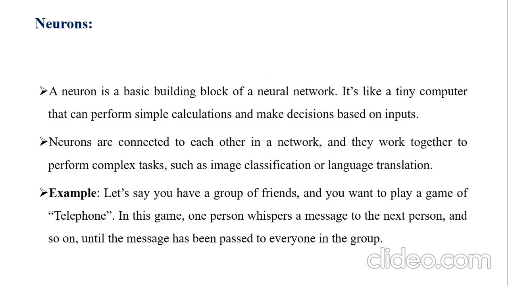So neurons. Once you go for the concept of deep learning, we should go for the ANN, that is, the artificial neural network. For a neural network, the basic thing is the neuron. So what is a neuron? A neuron is a basic unit that can perform simple calculations and make decisions based on the inputs. Whatever input is given, it may be an image or anything, the decision is made by the neuron.